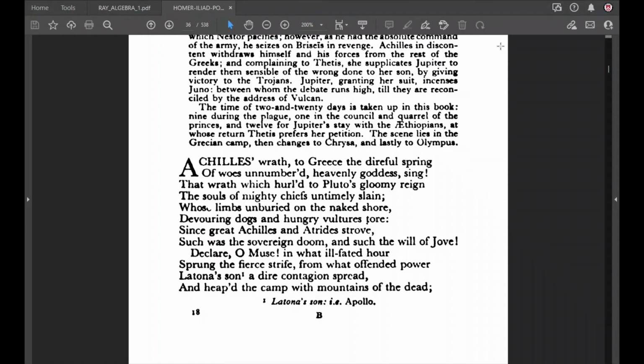What does this teach us about Greek religion? Remember, I want you to jot down what we find taught to us by Homer about Greek religion. Did Greeks believe in the existence of a soul? Did the Greeks believe that we have a soul? Yes or no? Right? He says, tell me about the souls of mighty chiefs. So they believed in the existence of a soul.